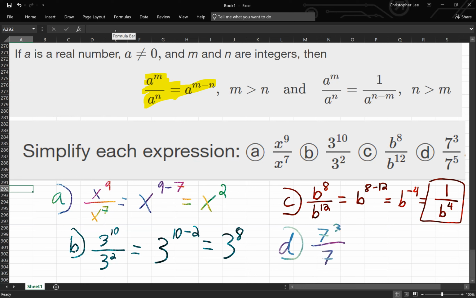So just to reiterate, we see that a to the m over a to the m simplifies to a to the 0 and to 1. So a to the 0 power is equal to 1. Any non-zero base raised to the power of 0 equals 1. Remember this.